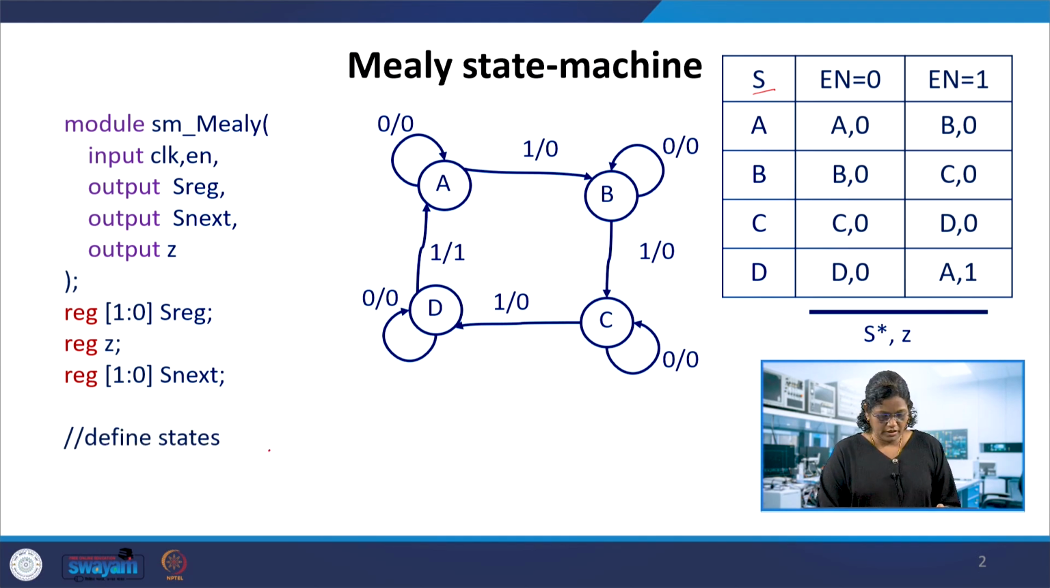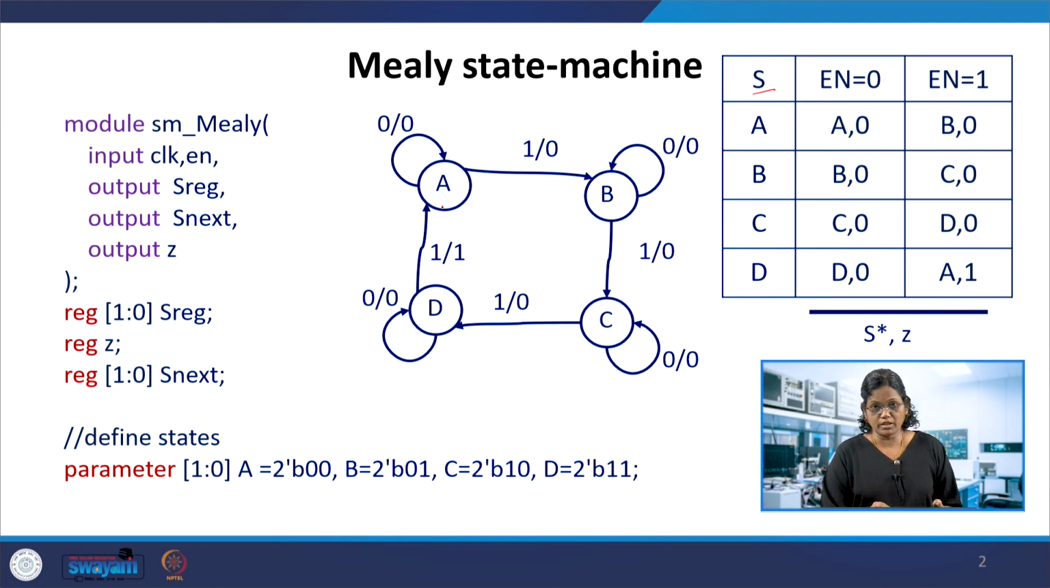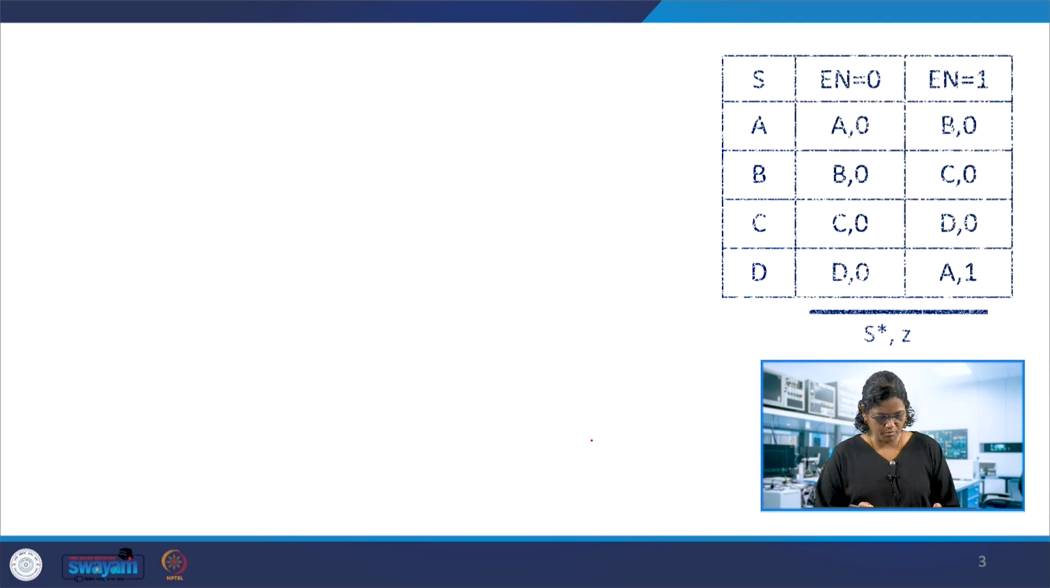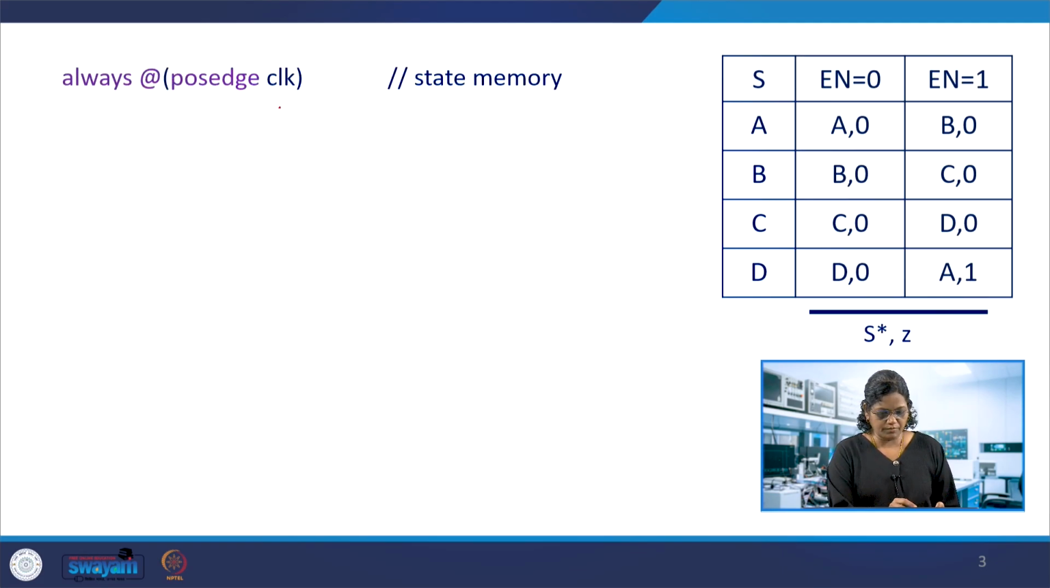Then we define states using the parameter declaration, 2 bits each for A, B, C and D, in which A is 00, B is 01, C is 10 and D is 11. So A, B, C, D are 2 bits represented with the binary declaration. In one parameter declaration we have done this, similar to the case in the Moore machine, and the only difference is in the next always block, so let's look at that, which creates the state memory.